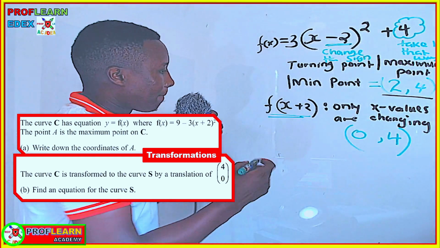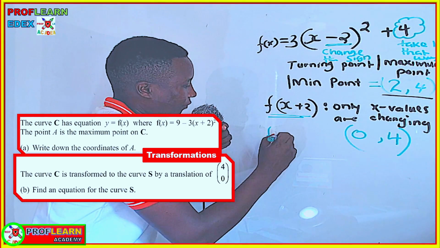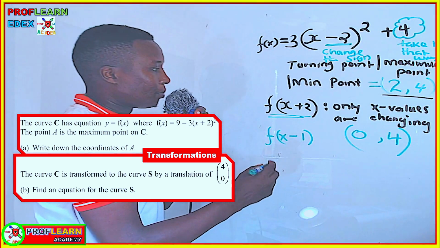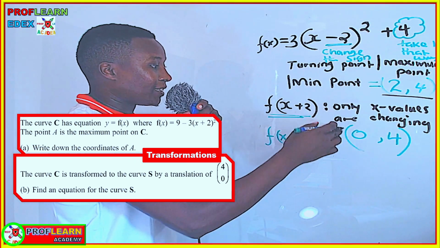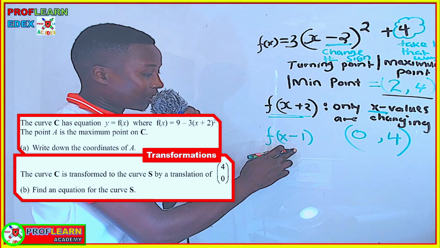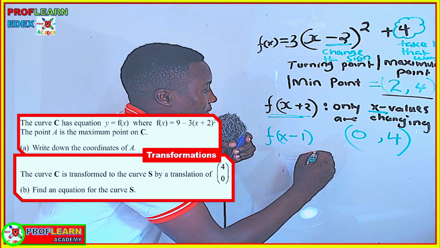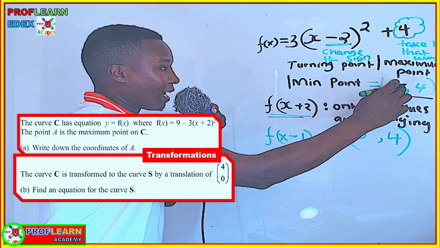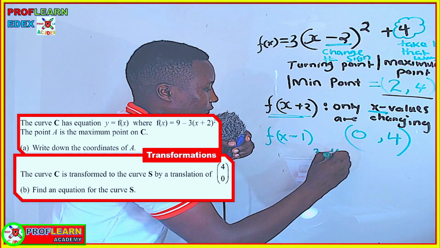So if you are told find f of x minus 1, the turning point here, of course, the change is going to take place only for the x values, because the change is inside the function. It means the turning point is going to be, because it's minus, you are going to add 1 to this, and this is going to be (3, 4).